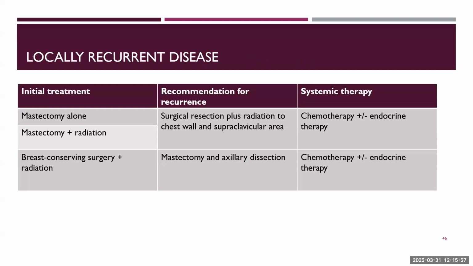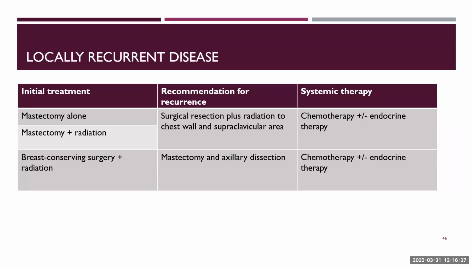So for locally recurrent disease, if a patient had early stage breast cancer previously, and they didn't have disease for, let's say, 5 years, and now they have recurrent disease in that same breast, but it hasn't spread anywhere else. Initial treatment is going to be mastectomy alone, or they can do breast conservation surgery with radiation. Recommendation for recurrence for the mastectomy alone or mastectomy plus radiation: they should have surgical resection plus radiation to their chest wall and supraclavicular area. Then that systemic therapy is going to be chemotherapy plus or minus endocrine therapy.